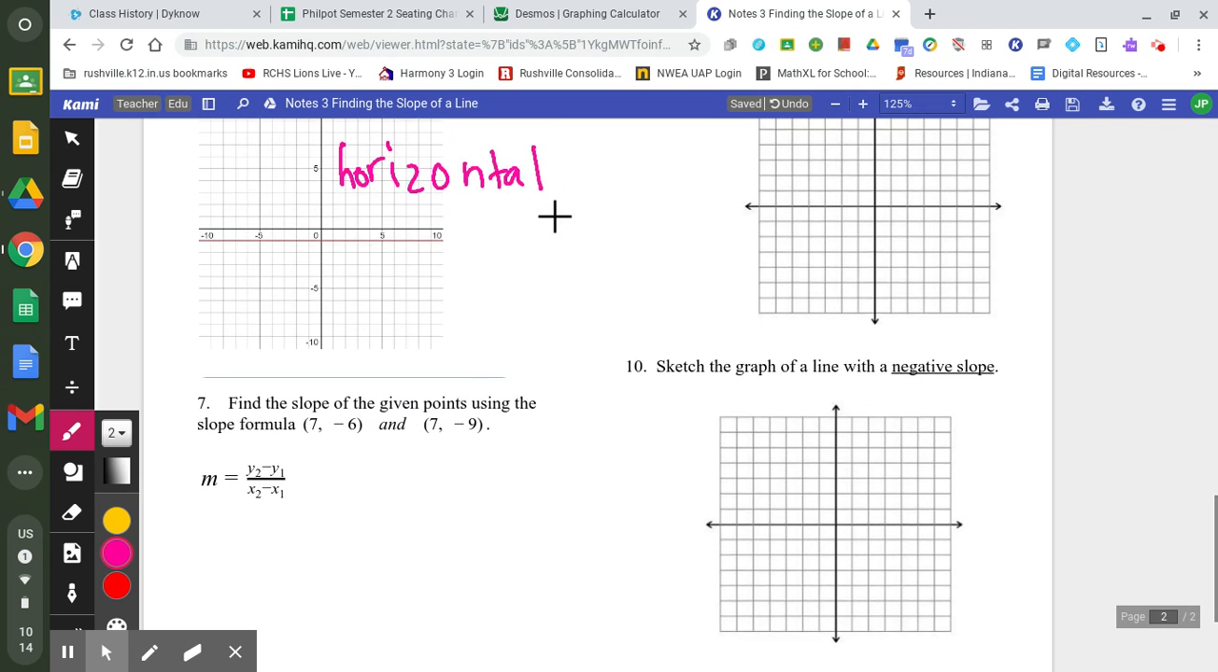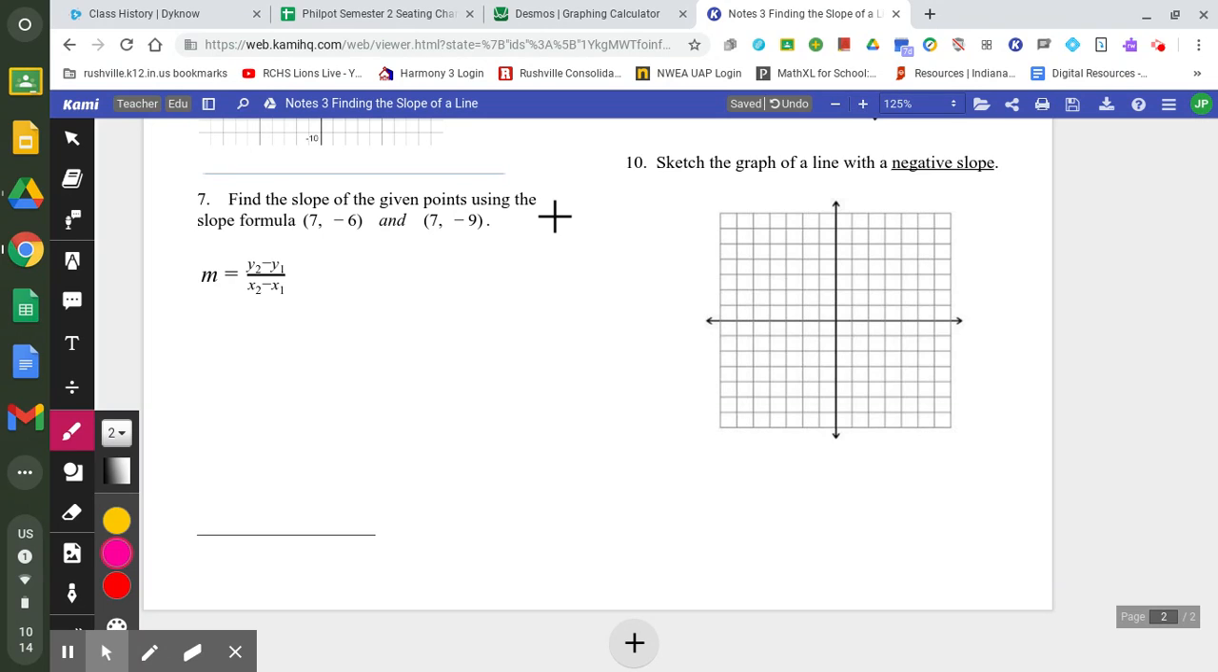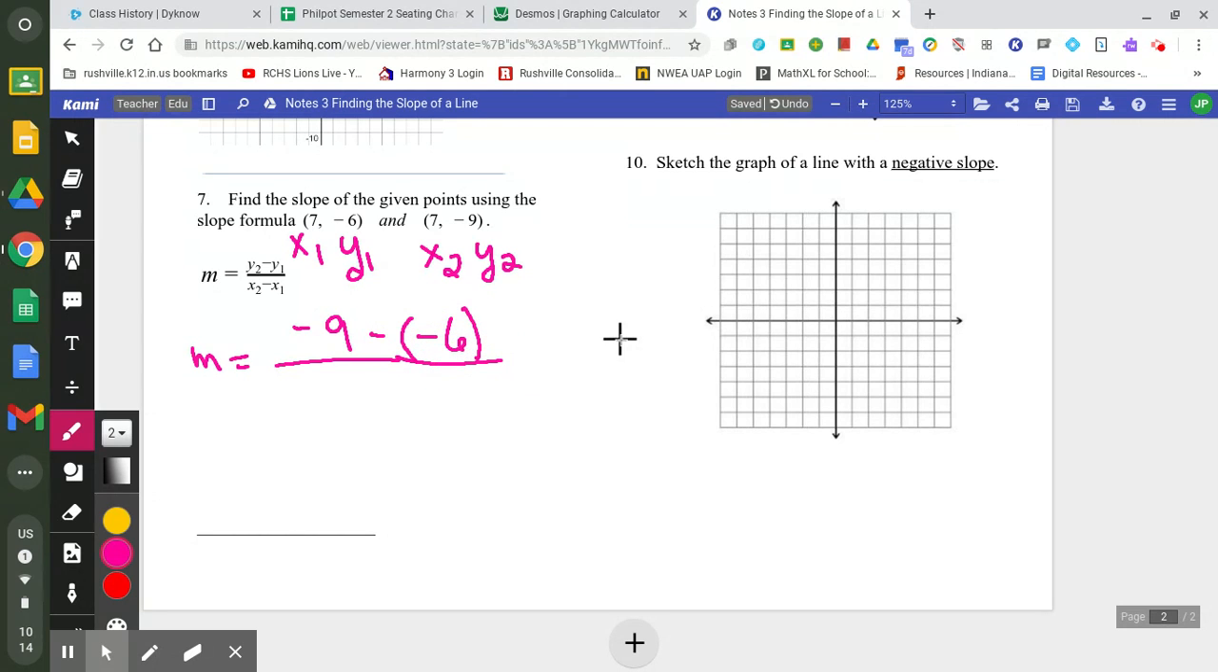And then we're back to using the slope formula again. So I have x1, y1, x2, y2. Using the formula, my y2 is -9 minus, but then my y1 also has a minus, so I have to do parenthesis -6. My x1 is 7, x2 is 7, so 7 minus 7.